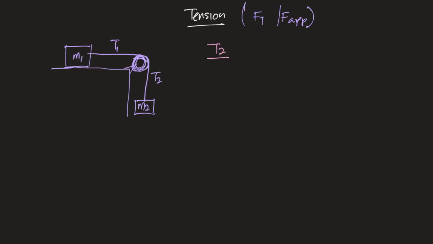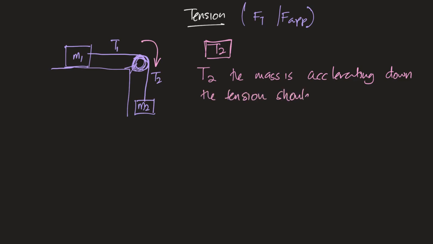Alright, so let's just break this down quickly. Let's do the calculation for T2. The mass is accelerating downwards, so I'm looking at that situation. It's going down. The tension should be less than the driving force that's pulling it down, because gravity would suggest that things easily move downwards. So I have my tension here, which is going down, and my mass is also going down. So they're assisting each other.